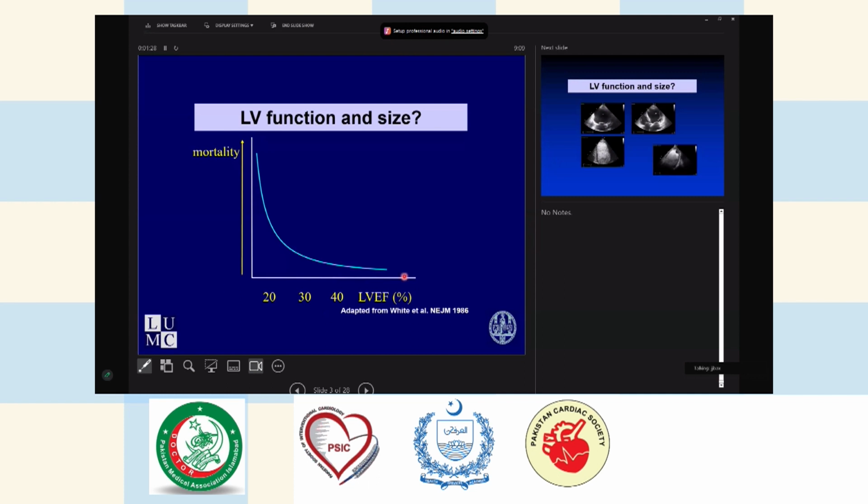If we talk about ejection fraction as LV function, we know that once ejection fraction goes down in the 20s, your mortality goes up steeply. This has been proven already in 1986, and over the years, many articles have addressed it, and each time they come to the same conclusion. Once you go below 30-35% in ejection fraction, you actually increase your mortality significantly.